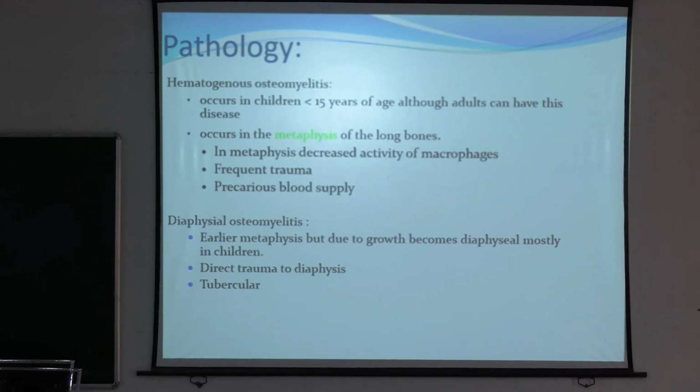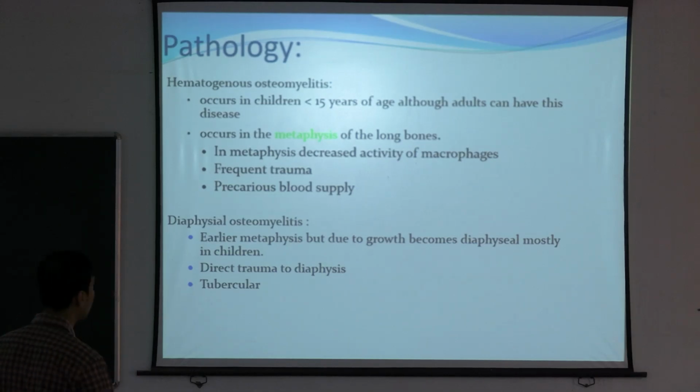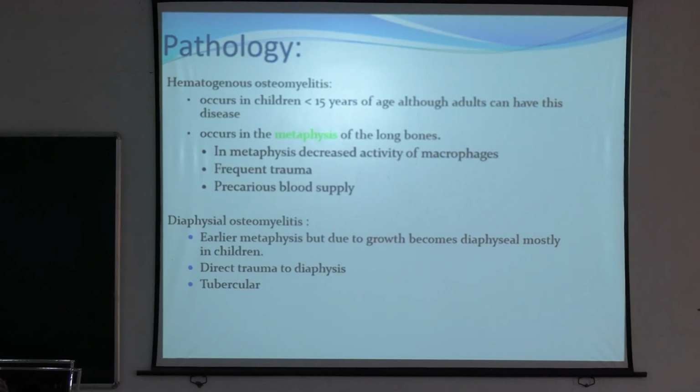Diaphyseal osteomyelitis is rare, not that common, because it is earlier metaphyseal but due to growth becomes diaphyseal, mostly in children. It follows direct trauma to the diaphysis, and it is tubercular. If there is a tubercular osteomyelitis, then you are more prone to get a diaphyseal osteomyelitis. But the most common site of starting is the metaphyseal area.